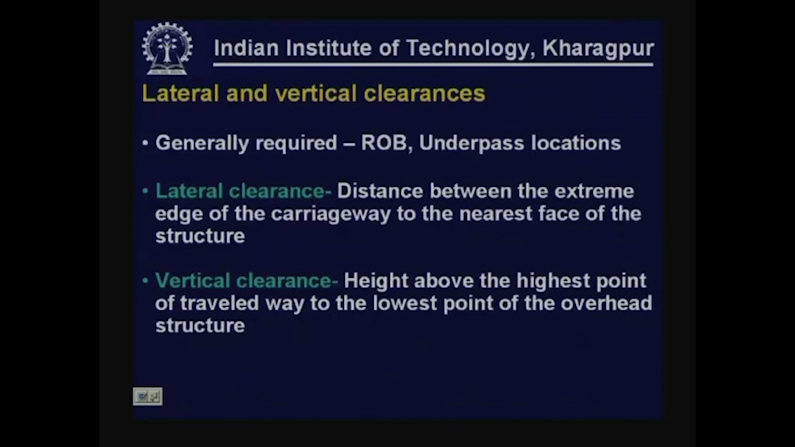So, at ROB and underpass locations, adequate lateral clearance as well as vertical clearance are to be given. Again, what should be the minimum acceptable lateral clearance and minimum acceptable vertical clearance? The values are given in Indian Roads Congress guidelines. One can refer to the suitable guideline for getting the recommended values.